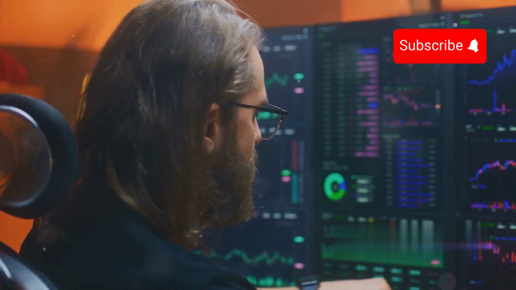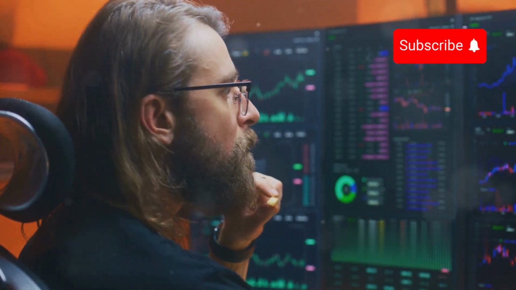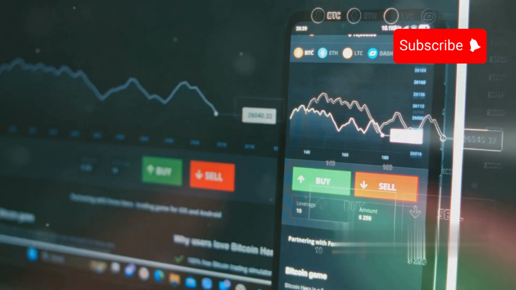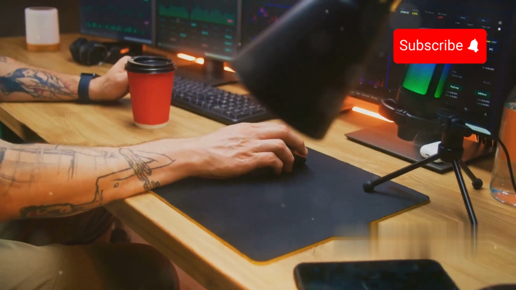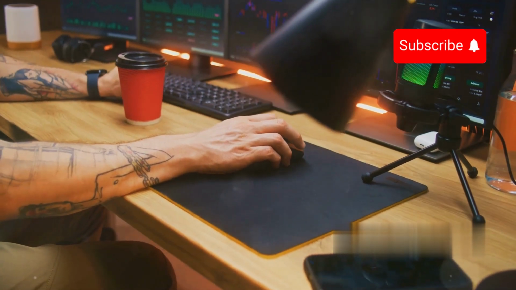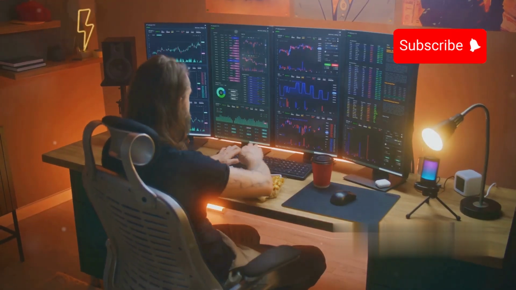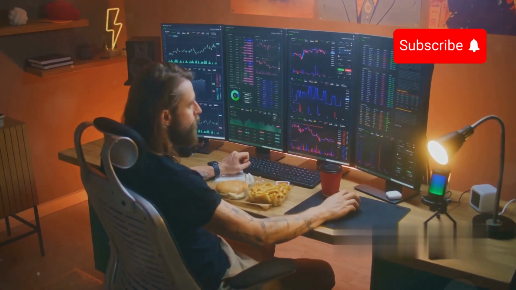Once your trade is set up, it's essential to monitor it closely. Keep an eye on market conditions and be prepared to adjust your stop loss or take profit levels if necessary. However, avoid the temptation to micromanage your trade. Trust your analysis and strategy and give the trade enough time to play out.